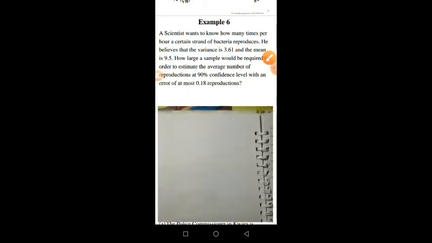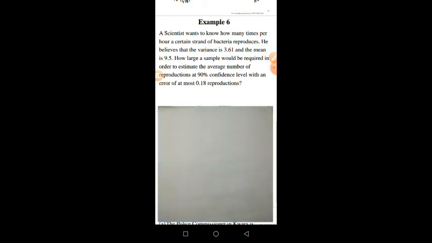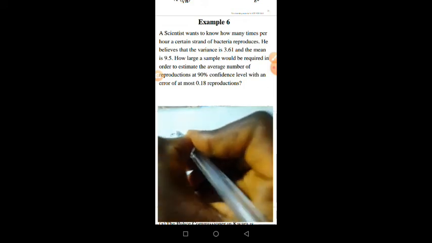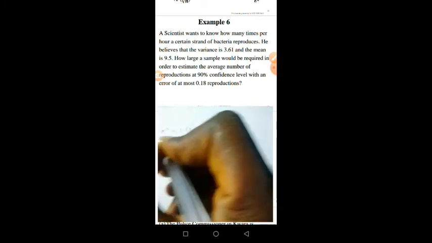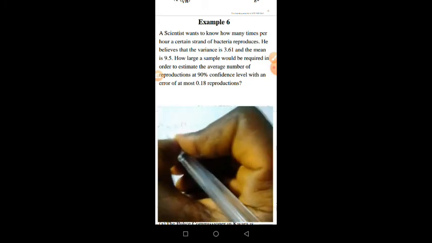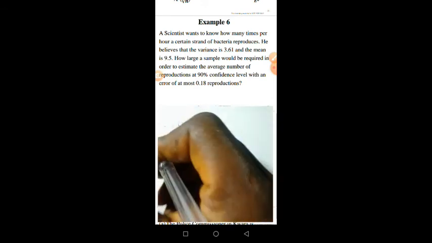Now, example 6. A scientist wants to know how many times per hour a certain strand of bacteria reproduces. He believes that the variance is 3.61. Then what's the symbol for variance? That's sigma square equal to what? 3.61. Then what's our mean? Our mean is x bar equal to 9.5. Now, how large a sample means what? Means the number of size.